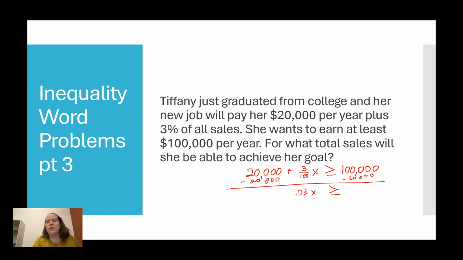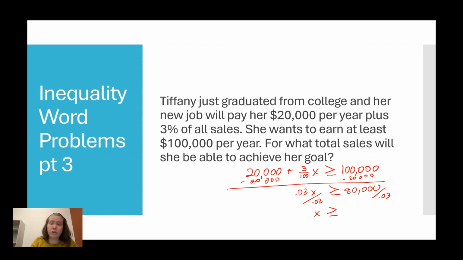Both of these are representations of 3%, right? Hopefully we know that. All right, we're going to get 80,000 and divide it by 3%. This is saying 80,000 is 3% of what number? I'm going to tell you right now, it's an enormous number. You have to sell a lot to make an $80,000 commission.